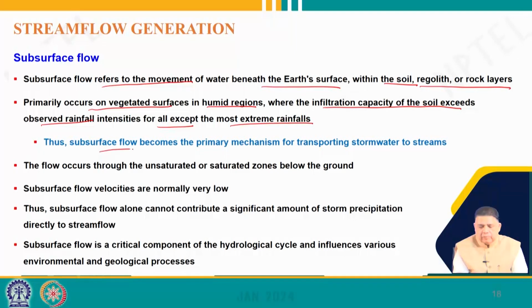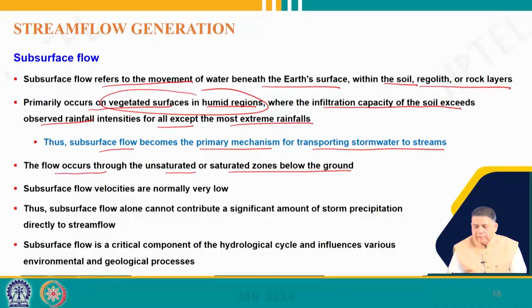The subsurface flow becomes the primary mechanism for transporting storm water to streams in such areas, like vegetated surfaces in humid regions. The flow occurs through the unsaturated or saturated zone below the ground surface. So, we have seen that a part of infiltrated water either flows as subsurface flow or it percolates down and joins the groundwater, and then the groundwater flow takes place.